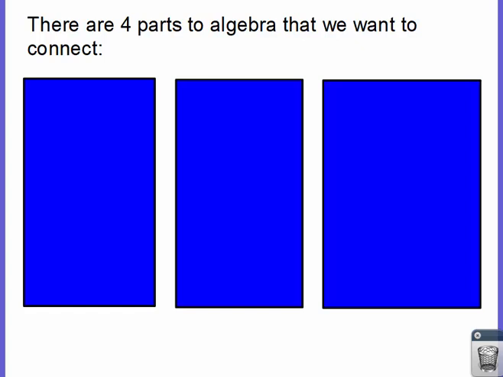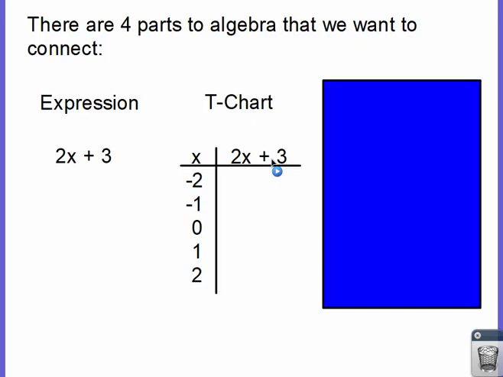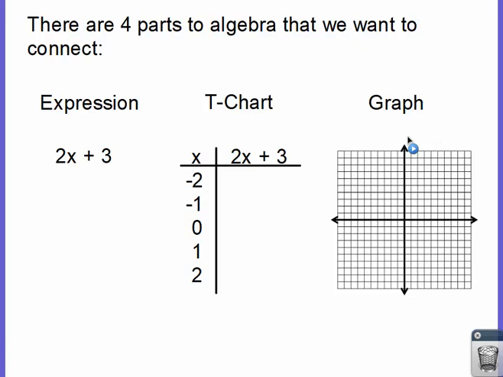3 of those are: 1, the algebraic expression. If we look at this one, we know this expression says 2 times whatever x is plus 3. That is one of the parts that's very important about algebra. Now, if I know the expression, then I can create a T-chart for that expression, which we now know just gives us a list of coordinates. So if I can build a T-chart, I can find some coordinates, which means I can now graph it and see the picture of what it looks like. We know all of these are linear expressions, so they're all going to make a line. So that's 3 parts of the building blocks of algebra.